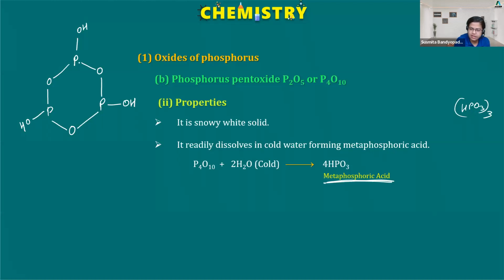Yes, the cyclic trimer. I was actually trying to draw it. Let's see. I should have 3 H, 3 P, and 9 oxygens. 1, 2, 3, 4, 5, 6, 7, 8, and 9. Now it's okay. Trimetaphosphoric acid. Yes, correct. And let's find out the hybridization of the phosphorus here then.